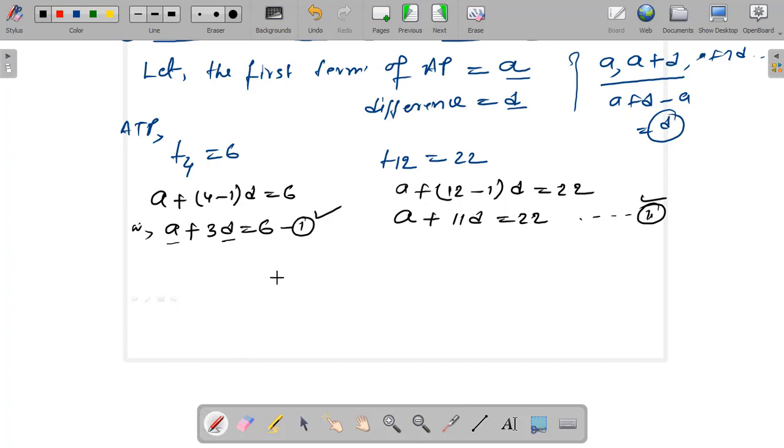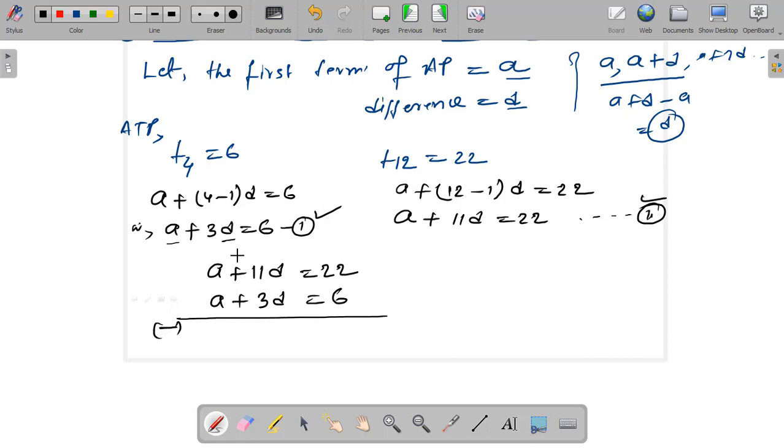We take the second equation first, a plus 11d equal to 22, and then we take the first equation, a plus 3d equal to 6. Now we subtract. Here is a minus sign, here is a minus sign, and here is a minus sign. a simply cancels, and 11d minus 3d we get 8d, and 22 minus 6 we get 16, or d is equal to 16 by 8, that is 2. So the value of d is 2.